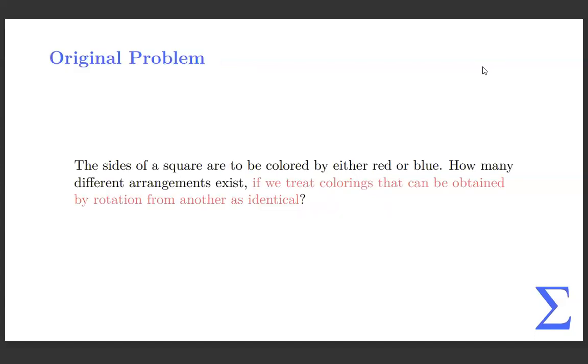Here's some examples. So here's the original example. We'll try solving it now. Does anyone remember what the answer was? It was 6. So let's see if this gives us the same answer. Colorings that can be obtained by rotation are identical. So which symmetry group is this? Does anyone remember the two kinds of symmetry groups we talked about? Which symmetry group treats rotation as identical? It's C4. The dihedral group would treat reflections as identical, which this problem doesn't want us to. So it's C4.